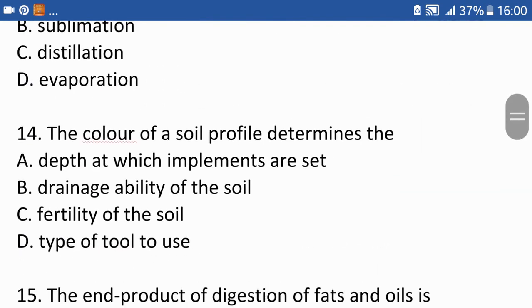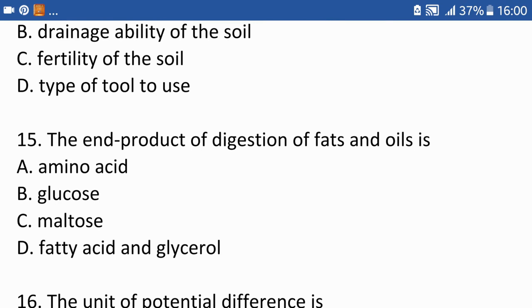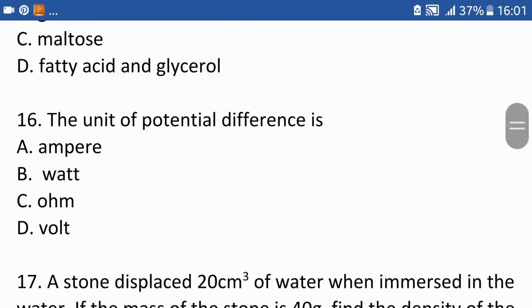14. The color of a soil profile determines the end product of digestion of fats and oils is. The unit of potential difference is.